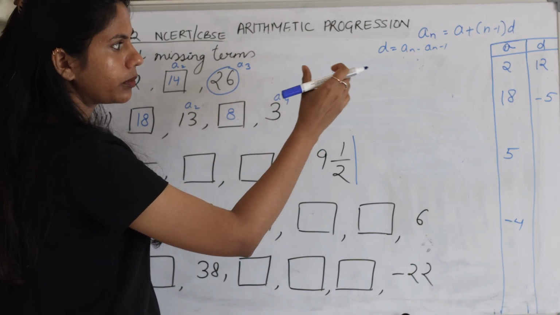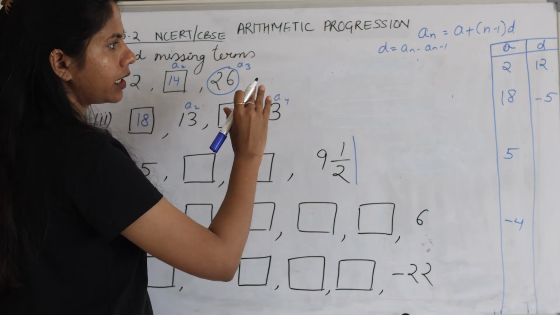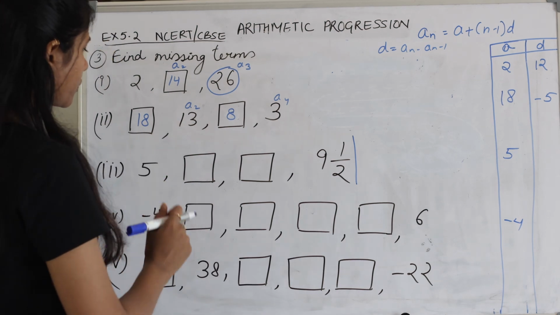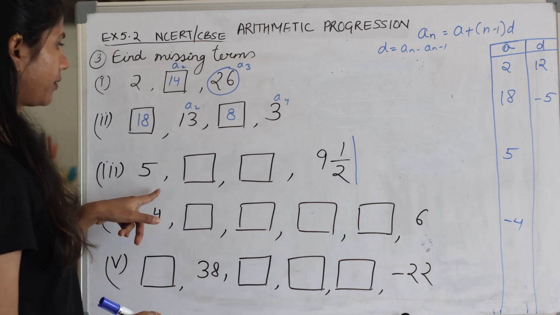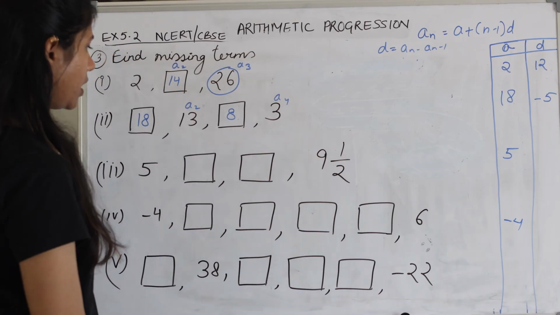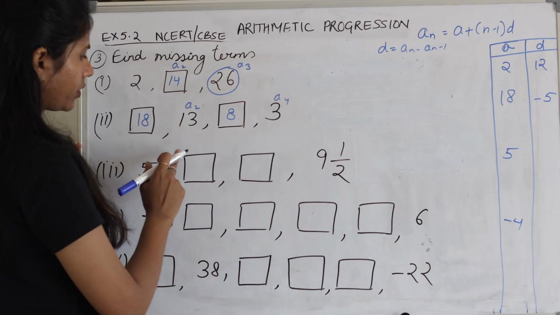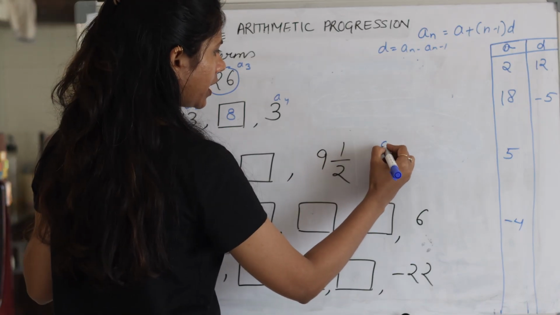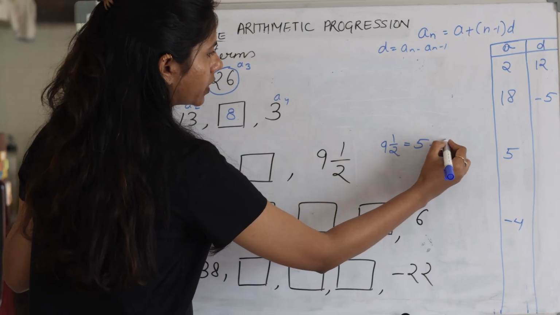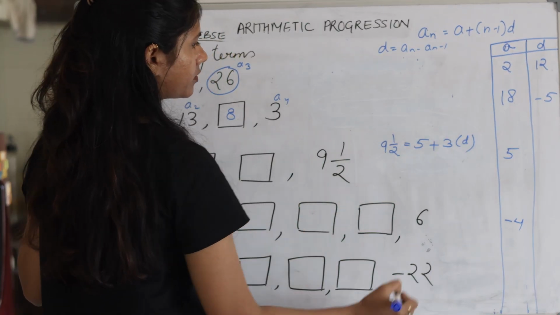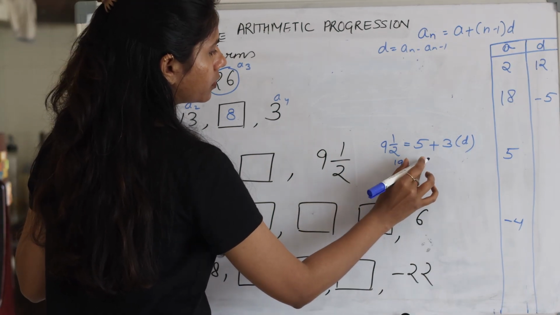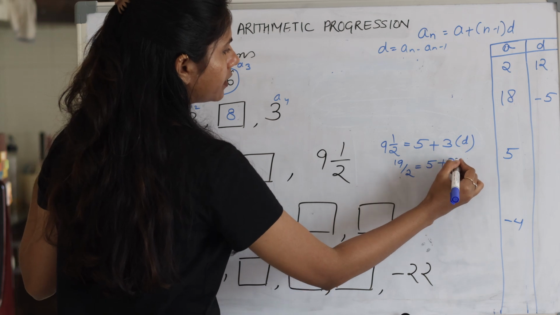So our equation will become in the form of one variable, and all other information is there. You can find out that particular variable. Now for this one, we know A is 5, and we need to find out D. So let's use this term. This is A1, A2, A3, A4. So A4 equals A plus n minus 1, which is 3, and we don't know the D. So 19 by 2 equals 5 plus 3D.